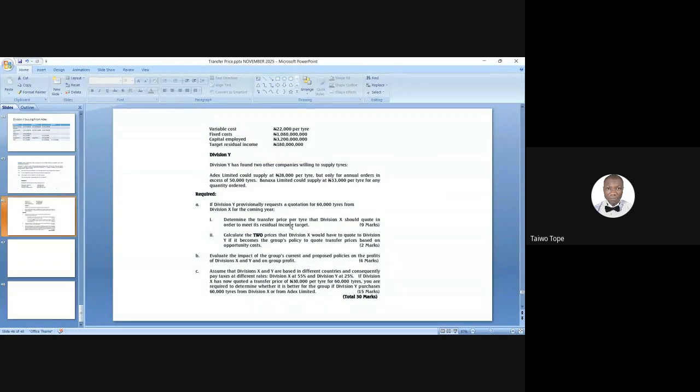Revenue is a function of what? Quantity and price. Revenue is a function of quantity and price. So that is why we're using the format we presented. We work backward to get the overall revenue of the organization. Then we now determine the external revenue.